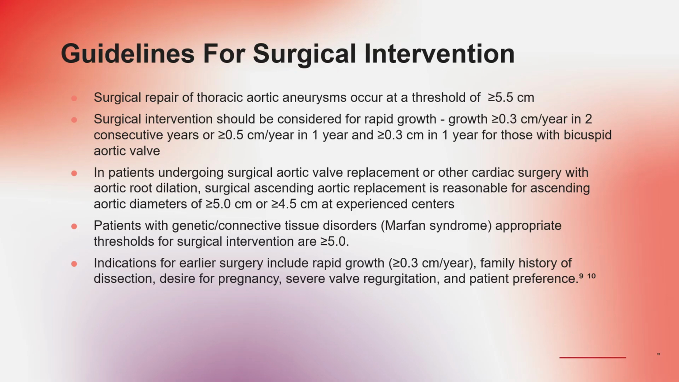In patients undergoing surgical aortic valve replacement or other cardiac surgery with aortic root dilation, surgical ascending aortic replacement is reasonable for ascending aortic diameters of greater than or equal to 5 centimeters or greater than or equal to 4.5 centimeters at experienced centers. For patients with genetic or connective tissue disorders, appropriate thresholds for surgical intervention are greater than or equal to 5 centimeters. Indications for earlier surgery include rapid growth, greater than or equal to 0.3 centimeter per year, family history of dissection, desire for pregnancy, severe valve regurgitation, and patient preference.